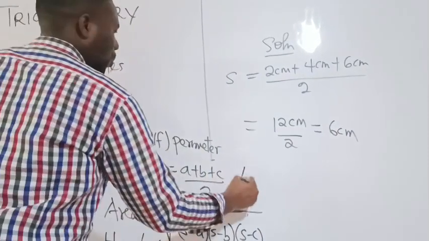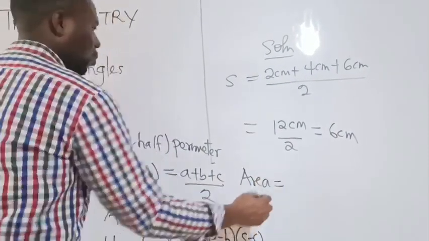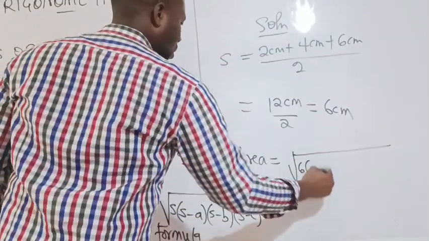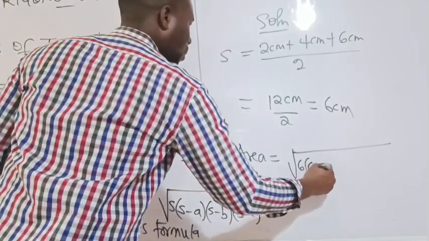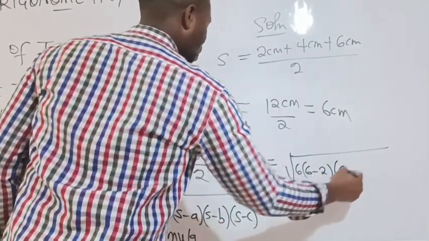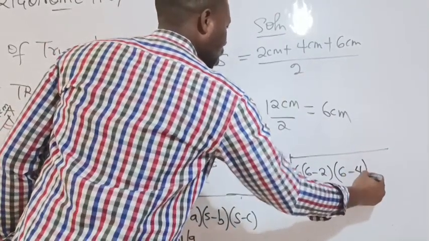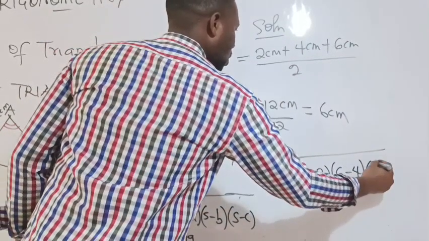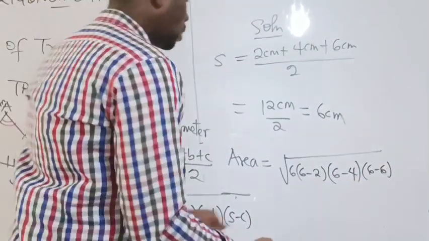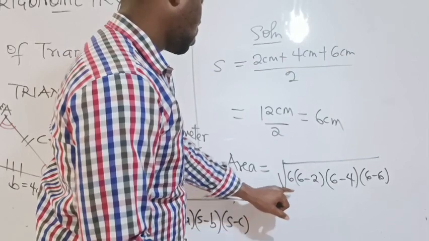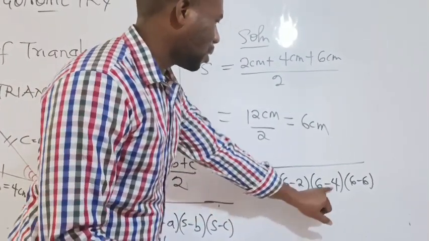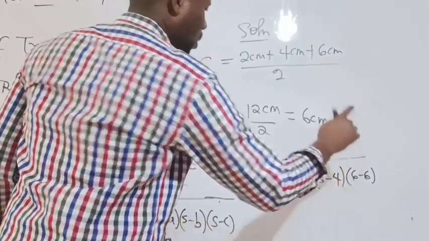And of course, I'll go ahead and compute the area now. The area turns out to be the square root of the semi-perimeter, that is 6, into bracket 6 minus the side A, which is 2, times 6 minus the other side, which is 4, times 6 minus the other side, which is 6. And of course, this is in centimeters.